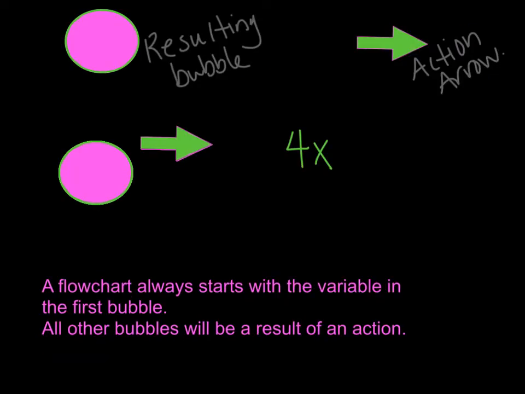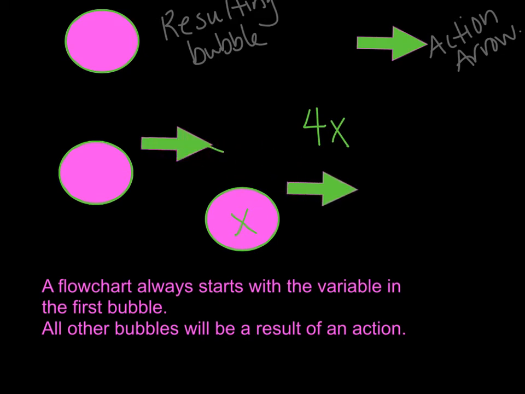So last year when we first started talking about flowcharts, we said that we had bubbles and we had action arrows. So a flowchart's always going to start with the variable in the first bubble and determine our actions based on the operations that will be used on that variable. So in the expression here for x, we just have a one-step expression, and we can use our flowchart, an action bubble, a bubble that's going to start with our x, and then we're going to have an action arrow.